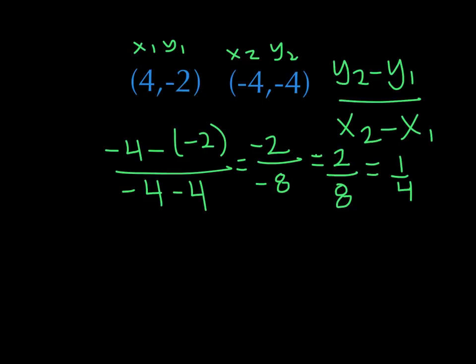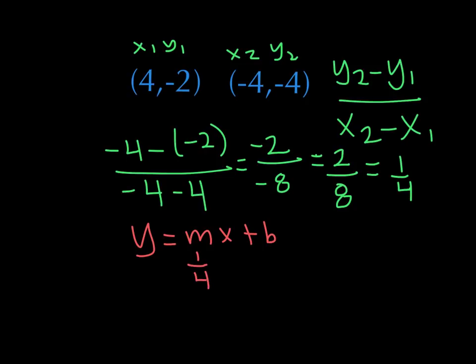All right, once I get my slope here, I'm going to use my formula and plug in what I know. So again, the formula is y equals mx plus b. I'm going to replace the m with 1/4.